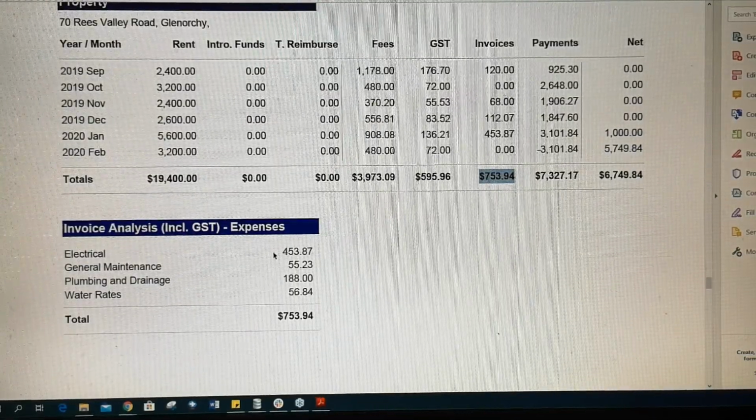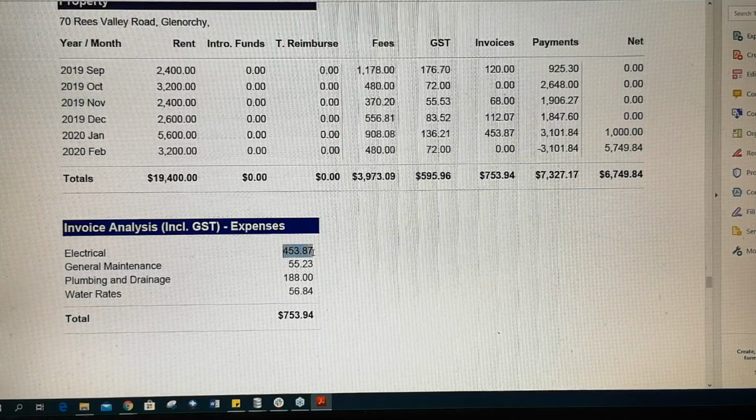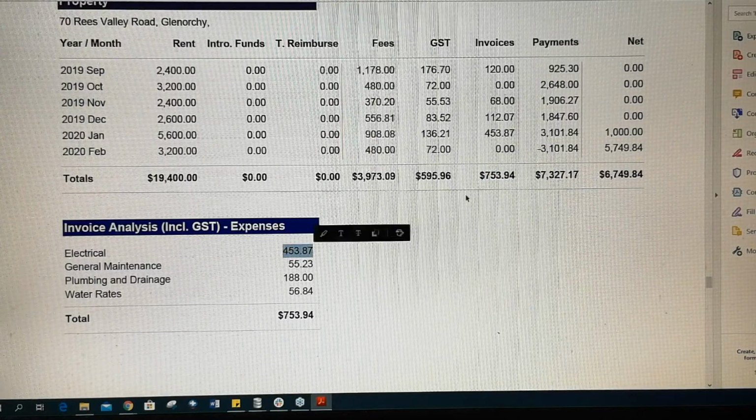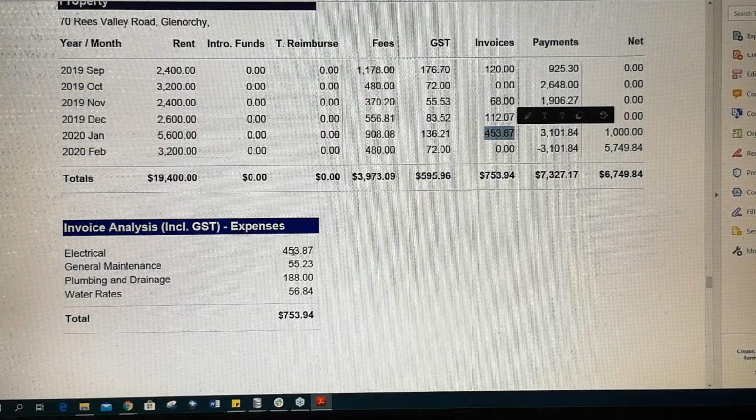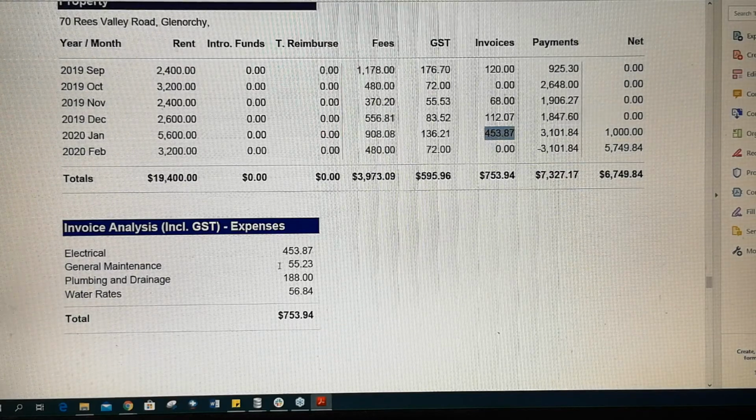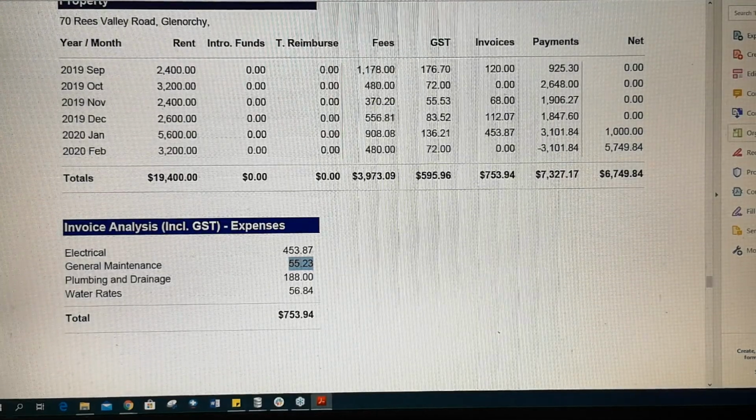Okay, so electrical, we've charged $453.87 worth of work as part of this total here. So obviously in January, that's that particular invoice. General maintenance, though, is not one specific invoice. It is a breakdown of different ones throughout the year.